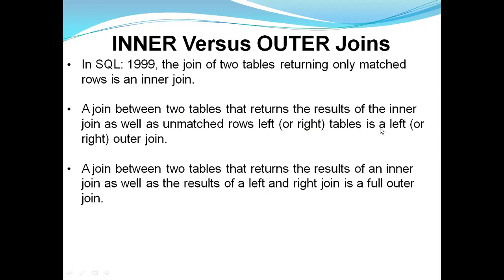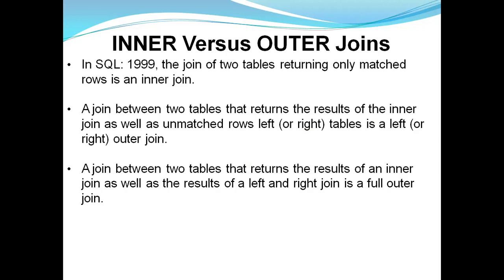Now we have an outer join. What is the outer join? Inner join returns only and only the matching records. But what about unmatching records? For example, I want unmatching records as well.